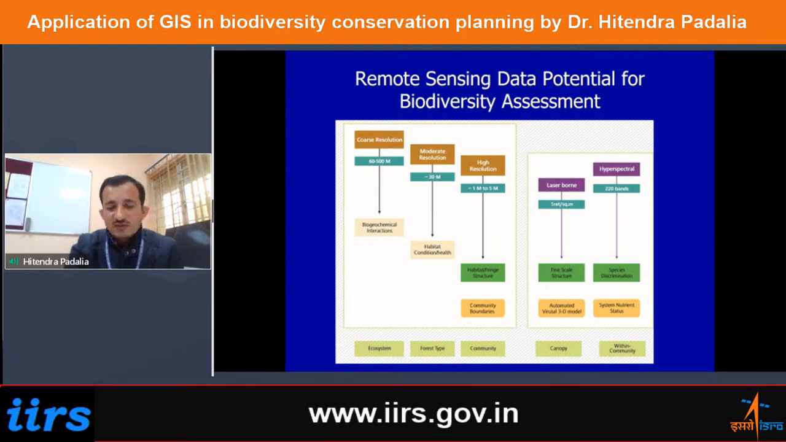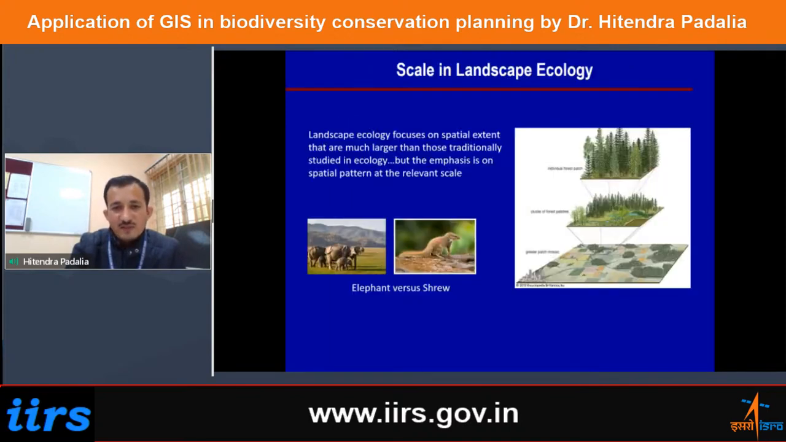Ultimately, all this information derived from these different optical, laser, and hyperspectral data will be integrated into GIS. Now, I'm just giving you one example. I'm not covering the different kinds of studies being done using GIS for biodiversity. I have selected one or two case studies, but my idea is to give you an understanding of how GIS can be applied to a particular problem. I will focus more on that.